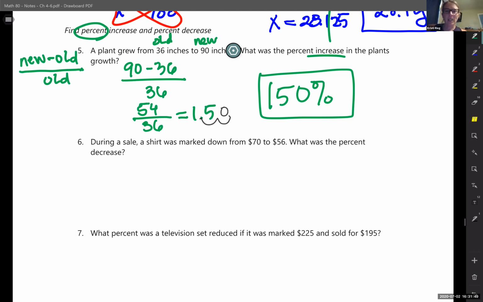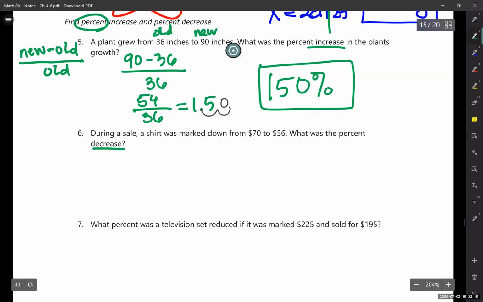Even the decrease, we're going to keep the answer positive. And as soon as you do that, it doesn't really matter what order you write it in. But if you do it with the formula the way I wrote it on the left, you'll always get a positive when the problem says increase, and you'll always get a negative when the problem says decrease. Okay, so during a shirt sale, a shirt was marked down from $70 to $56. So it was on sale. You know, the price went down. It was a decrease. So I expect to see a negative number. When I write my final answer, I just won't include that.